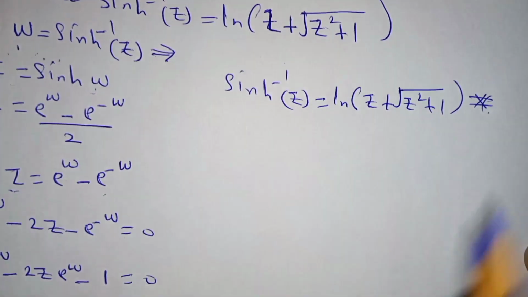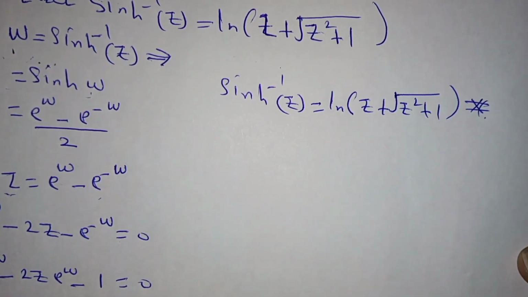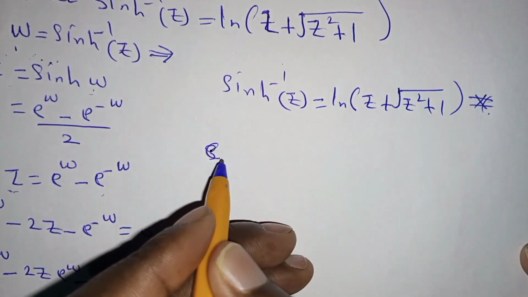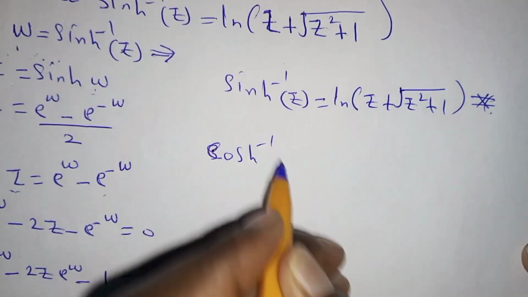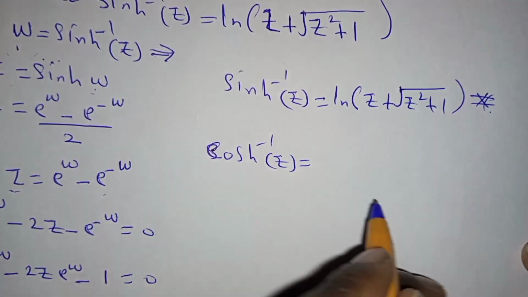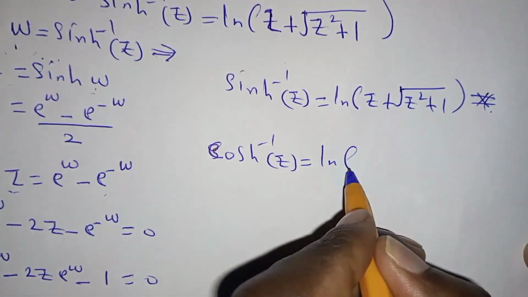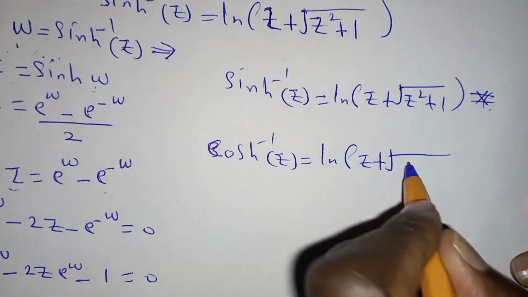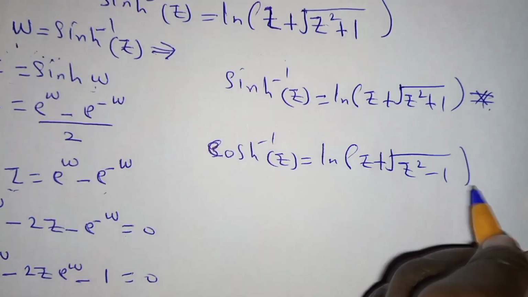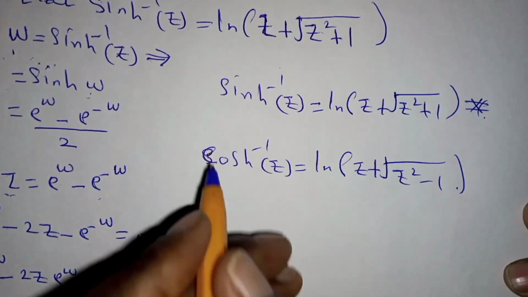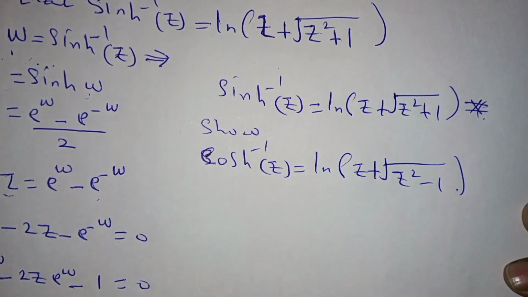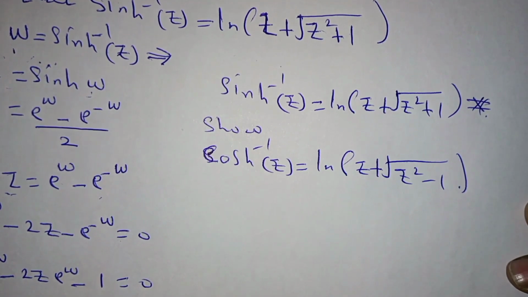You can also do the following to show that the hyperbolic cos inverse of z is equal to the natural logarithm of z plus square root of z squared minus 1. Kindly show that; you can attempt it and let me know your feedback.